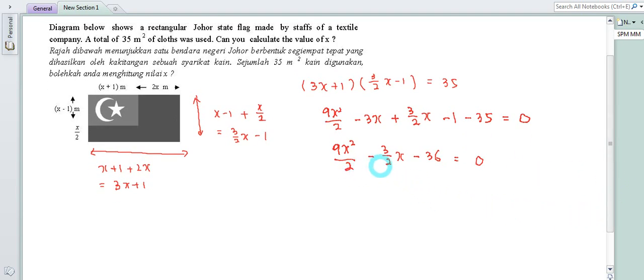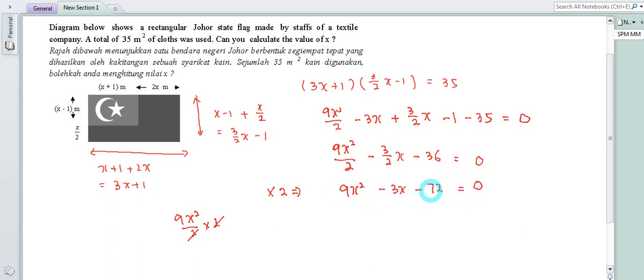Okay, now we have a 2 here. I think it will make this quadratic equation become more complicated. I just simply multiply the whole equation by 2. So you will get 9x squared. Here you get 3x. Why? Because 9x squared over 2, you times 2, you can cancel out, right? You get 9x squared. So this one, remember, also need to multiply by 2, you get 72. This one multiply by 2, no problem. 0 multiplied by 2 is 0.